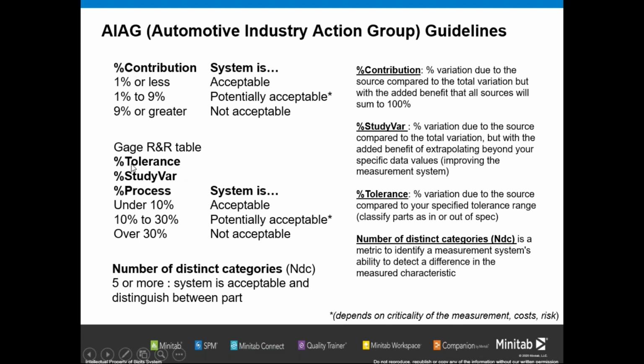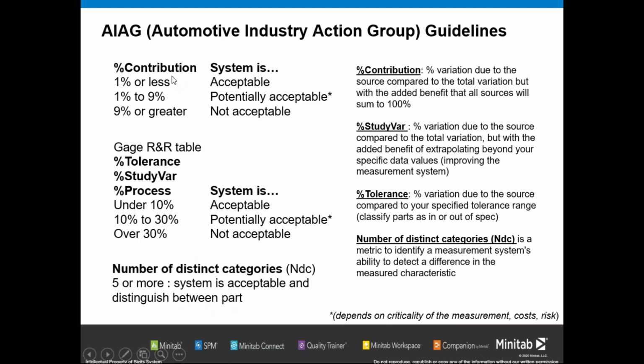Okay, if you go to the Gage R&R table, maybe you are looking for percentage tolerance, percentage study variation, or percentage process variation. For the tolerance, study, and process percentages, under 10% is acceptable, 10 to 30% is potentially acceptable, and over 30% is not acceptable. Another thing is the number of distinct categories, or NDC. If it is 5 or more, the system is acceptable and distinguishes between the parts.